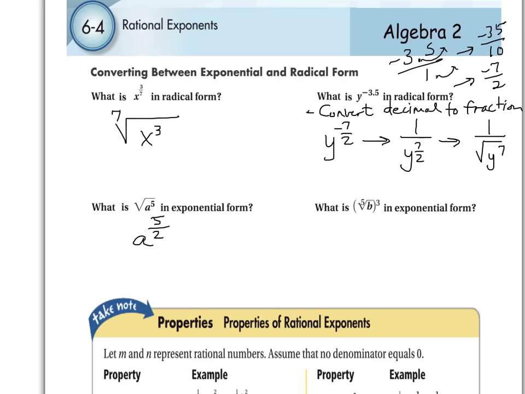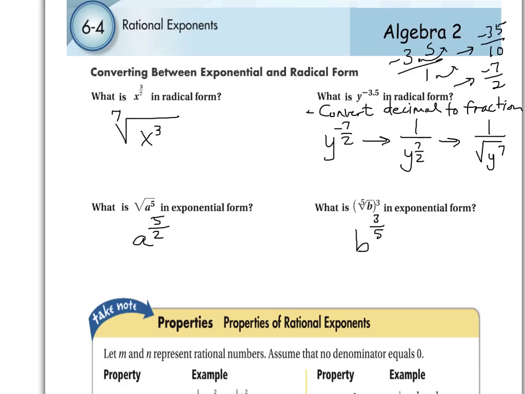Okay? What is the 5th root of b to the 3rd in exponent form? Again, b is the base. The root goes on the bottom, and the exponent goes on the top. So it's b to the 3/5 power.